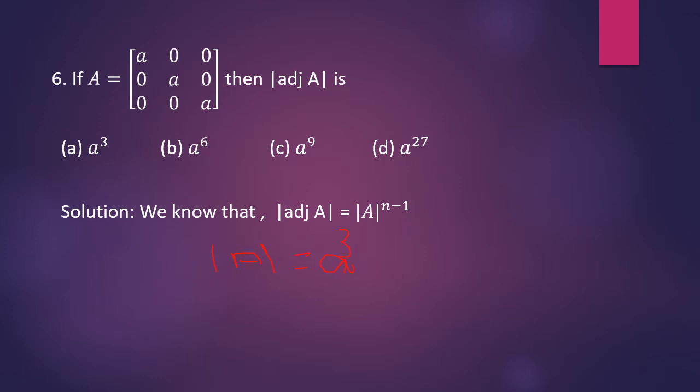So here, according to this formula, determinant of adjoint A is equal to determinant of A to the power n minus 1. This n is nothing but the order of the matrix. Here the order of the matrix is 3. Therefore, A to the power 3, to the power 3 minus 1. 3 minus 1 is nothing but 2. So A to the power 3 whole power 2. We know the indices property, using that, this is A to the power 6. Multiply these two. Therefore, the determinant of adjoint A is equal to A to the power 6.